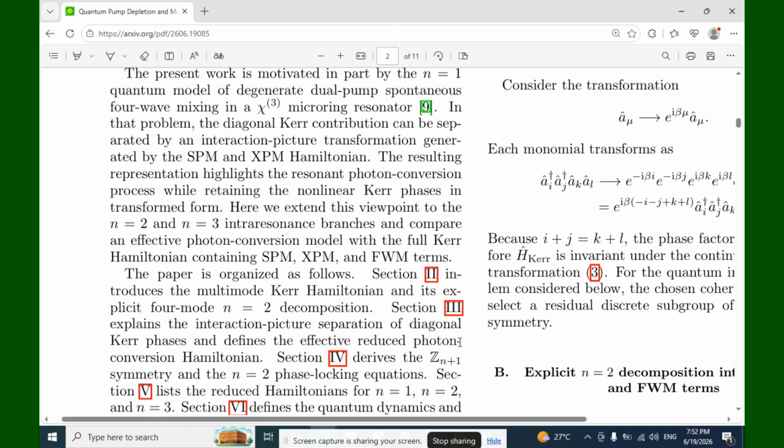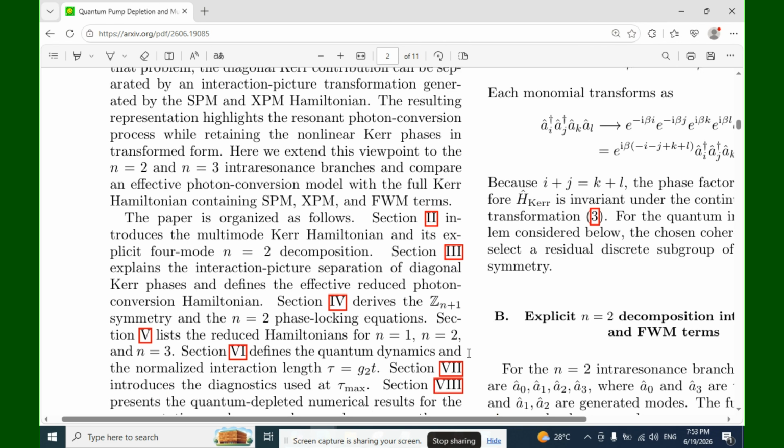Section 3 explains the interaction picture separation of diagonal Kerr phases and defines the effective reduced photon conversion Hamiltonian. Section 4 derives the Z_{n+1} symmetry and the n = 2 phase Lagrange equations. Section 5 lists the reduced Hamiltonians for n = 1, n = 2, and n = 3. Section 6 defines the quantum dynamics and the normalized interaction length tau = g2 t.